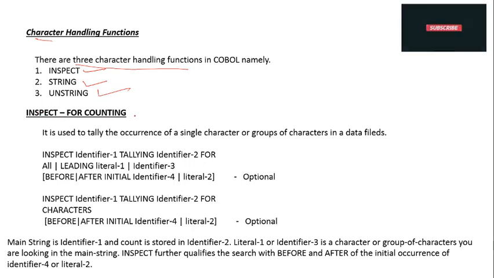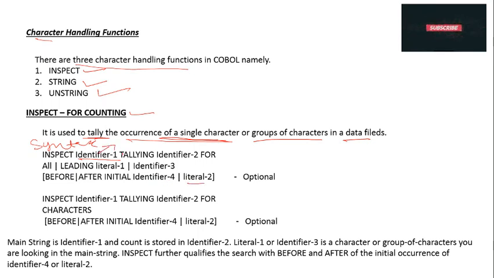INSPECT is used for counting. So what's the definition of this? It is used to tally the occurrence of a single character or group of characters in a data field. So the syntax is: INSPECT is a keyword, identifier-1, TALLYING identifier-2 FOR ALL or LEADING literal-1, literal-3, BEFORE, AFTER, INITIAL identifier-3 or literal-2.